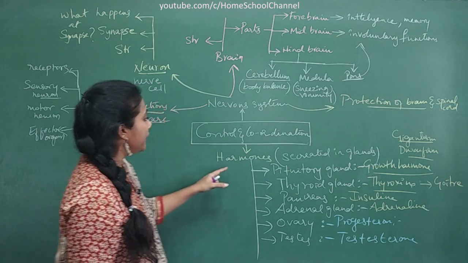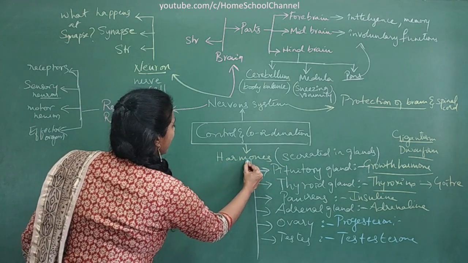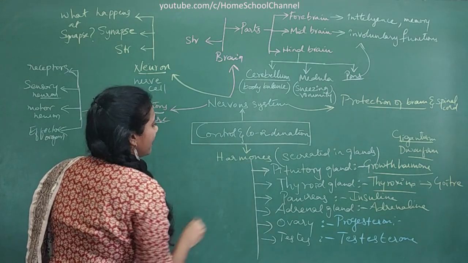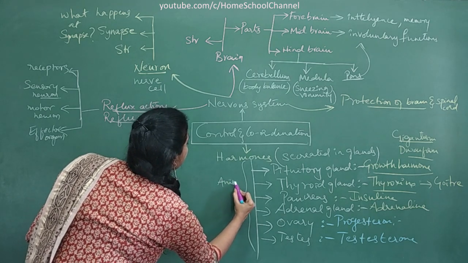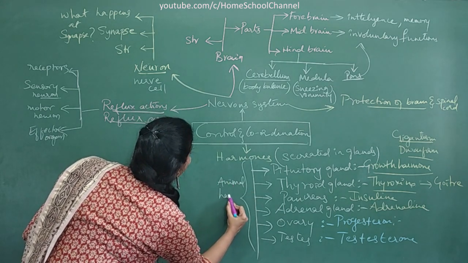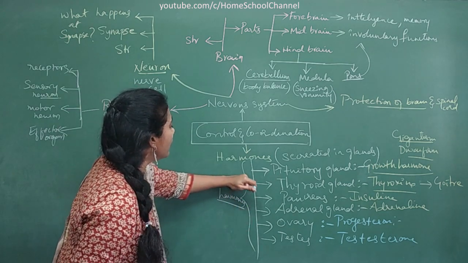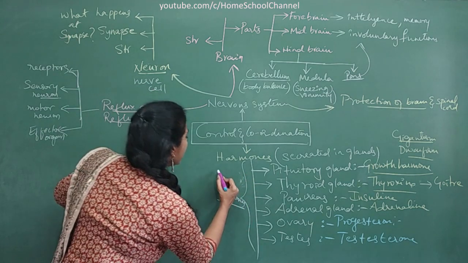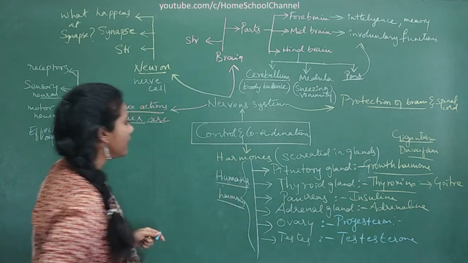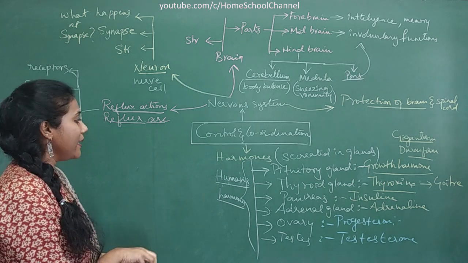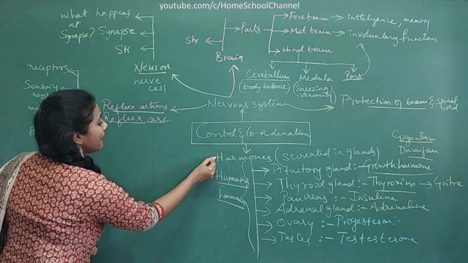Clear? Fine. And whatever hormones I discussed, all these are hormones in human beings. I cannot say animal hormones; all these are hormones in humans. Okay, and now another major topic is there in hormones, that is hormones in plants.